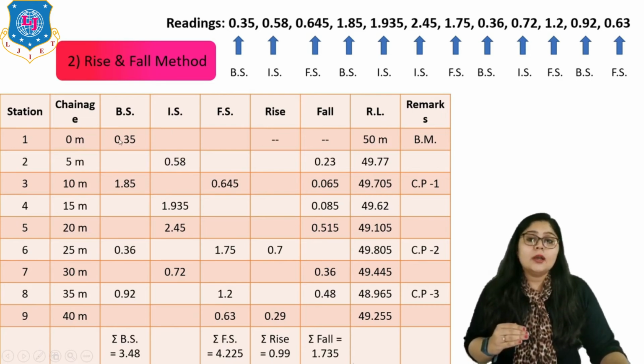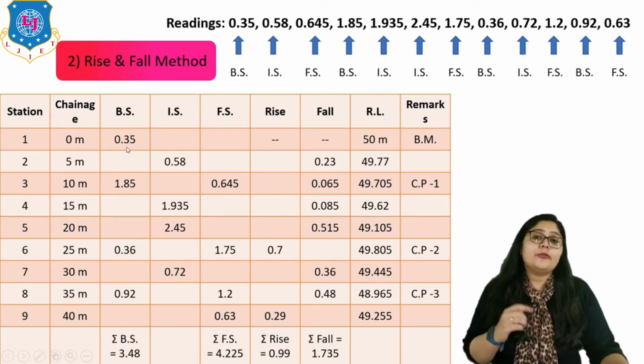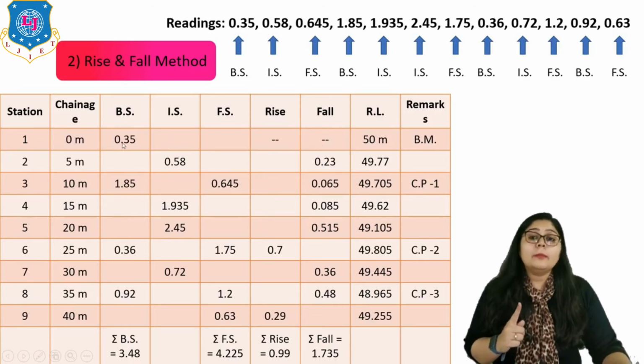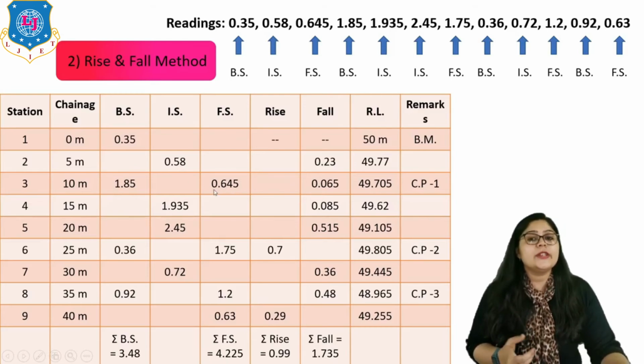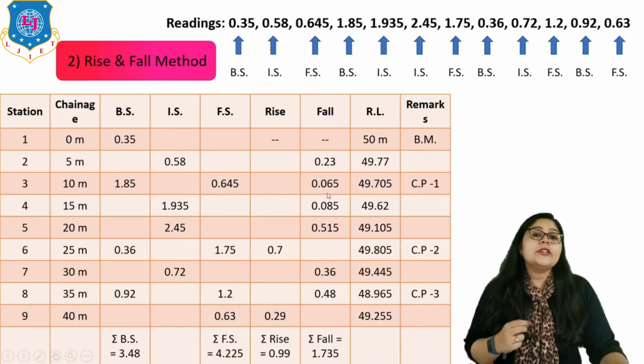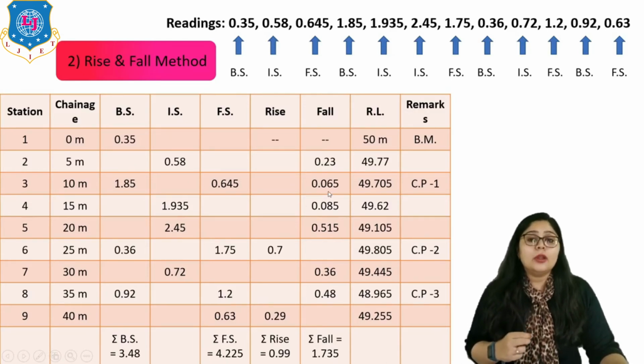It means here we are taking station 1 as our reference point. Here always comes a dash because it is our reference point. It means from BS minus IS, whatever the value we get, if it is minus, I will put it in the column of fall. Again, if I do the IS minus FS, a comparison of these two, whatever the value, plus or minus, here it is again a minus because 0.5 minus 0.6 will give me the value of 0.065. Again, it is a fall.